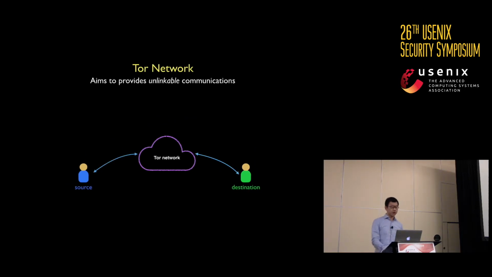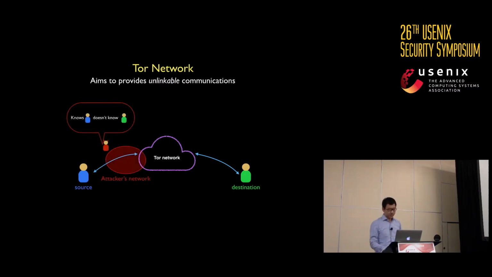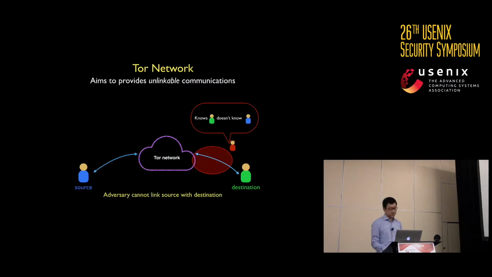Tor aims to provide a particular type of anonymity, which is unlinkability. Imagine an attacker on the path. The attacker can either identify the source of the communication or the destination of the communication, but cannot link the source with the destination easily.